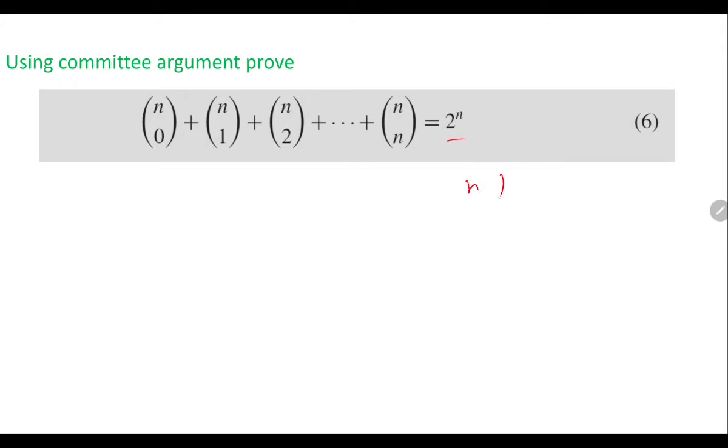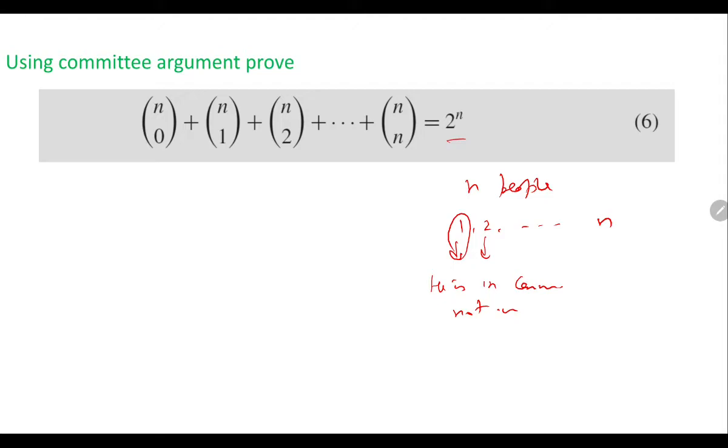So there are n persons 1, 2, 3, up to n. Now you can say about each one, either he is in the committee or not in the committee. So there are two ways for each: in a committee, not in a committee. So in total 2 raised to the power n.